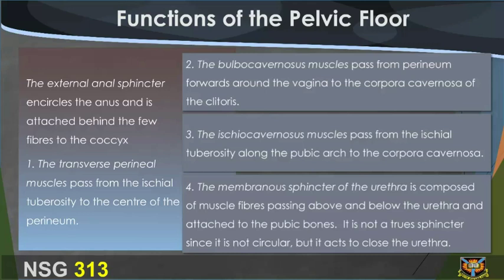2. The bulbocavernosus muscles pass from the perineum forwards around the vagina to the corpora cavernosa of the clitoris. 3. The ischiocavernosus muscles pass from the ischial tuberosity along the pubic arch to the corpora cavernosa. 4. The membranous sphincter of the urethra is composed of muscle fibers passing above and below the urethra and attached to the pubic bones. It is not a true sphincter since it is not circular, but it is close to the urethra.